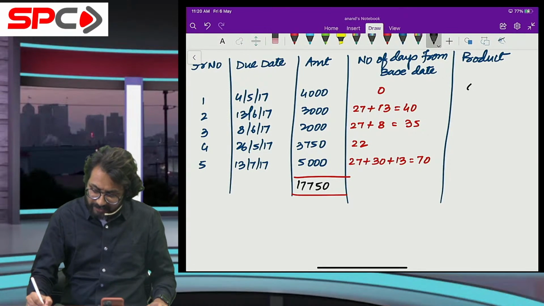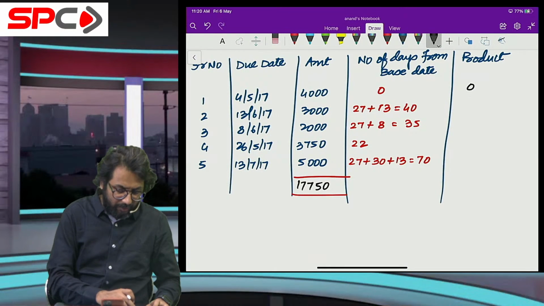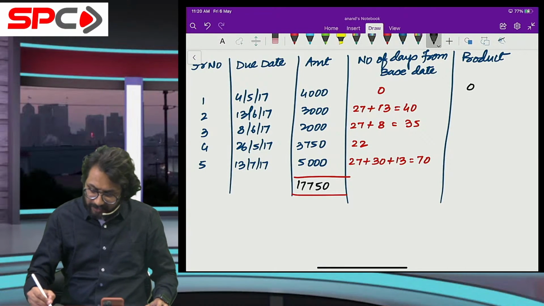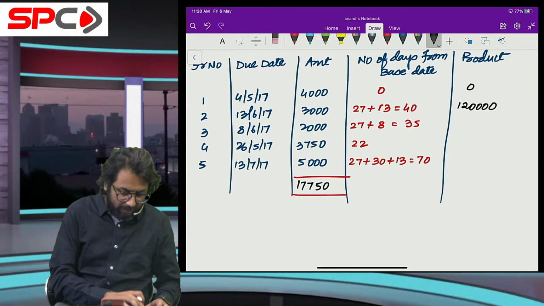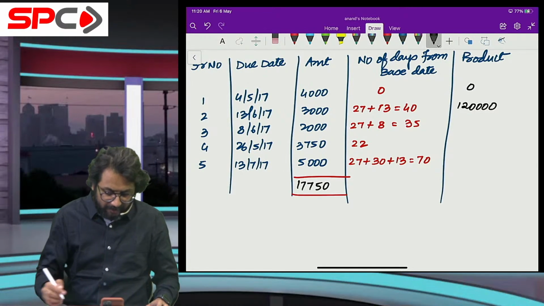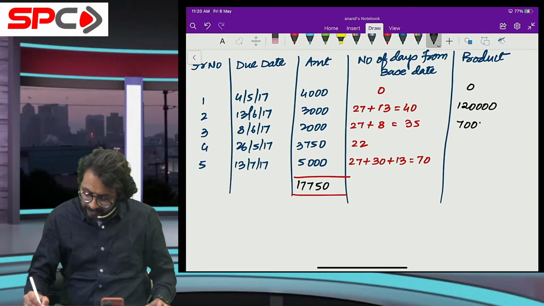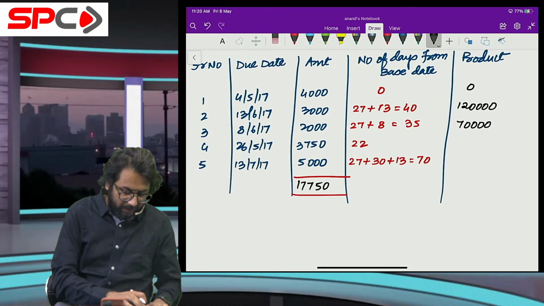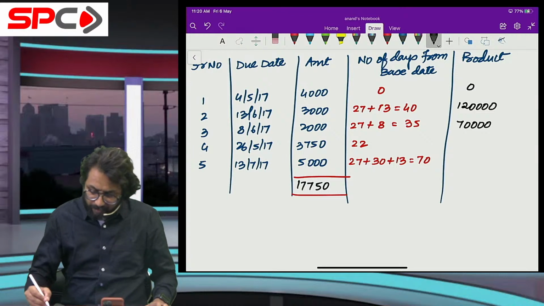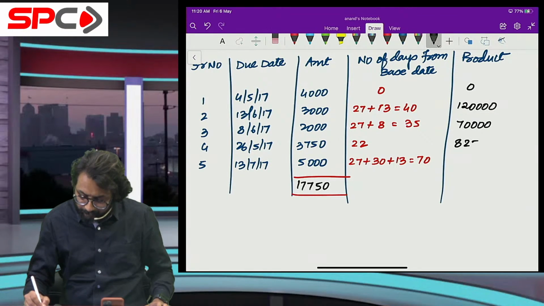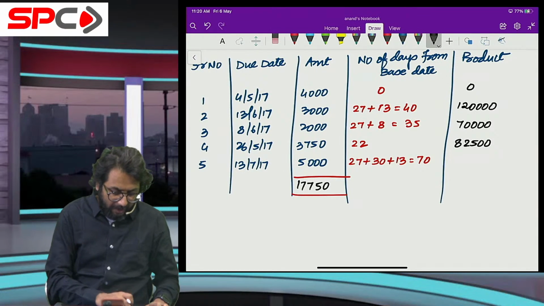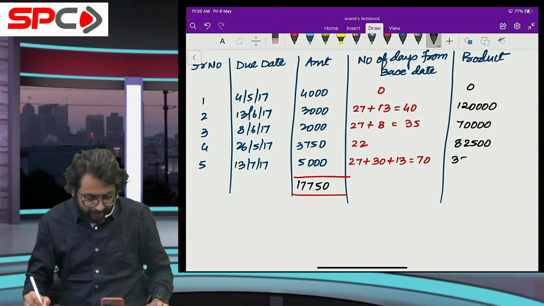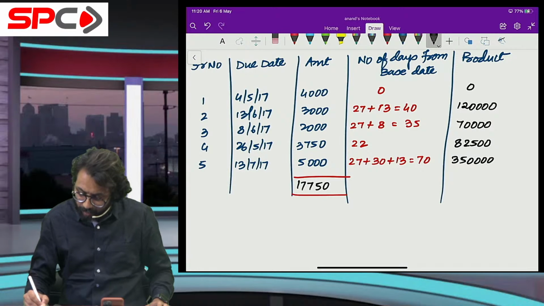First one, product is 0. Then 3,000 into 40, my amount would be how much? 1,20,000. Then 22,000 into 35, my amount would be how much? 70,000. Then 3,750 into 22, my amount will be 82,500. And then 5,000 into 70, my amount shall be 3,50,000. Can I please have the total of this?